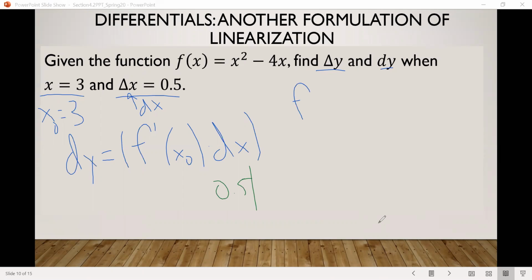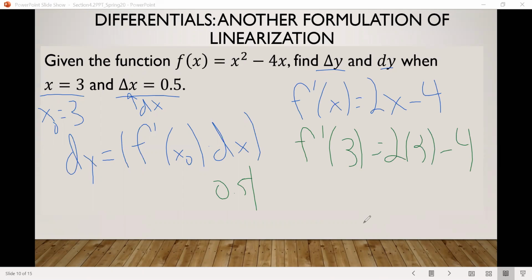So we'll find f prime of x, which will give us 2x minus 4. Then we'll go ahead and plug in our x sub naught. So we'll have f prime evaluated at 3, which would be 2 times 3 minus 4, which ends up just being 2. So we plug that in here. So our dy ends up being 2 times 0.5, and the absolute value of that, which is 1. And so we just get that dy is 1 there.